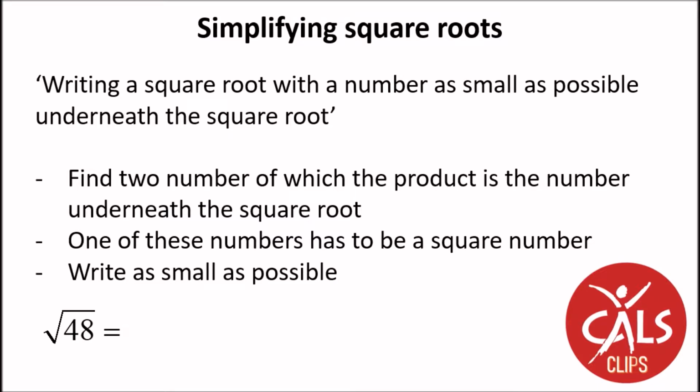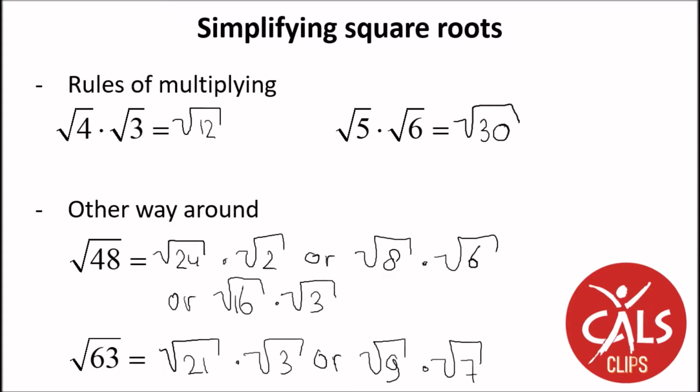Simplifying a square root means writing a square root with a number as small as possible underneath the square root. How do you do that? So you find two numbers of which the product is the number underneath the square root. So we just did that with these two. We found two numbers of which the product, so when we multiply them, is the number underneath the square root here. Two numbers, if we multiply them, we get this number. 9 times 7, we get this number.